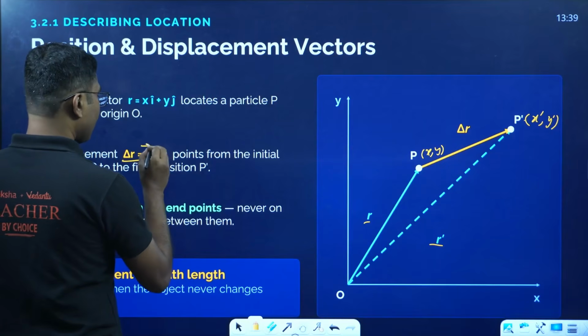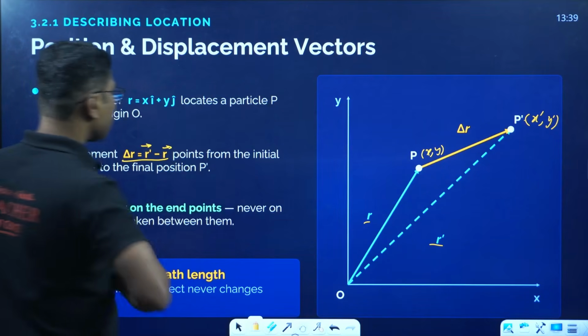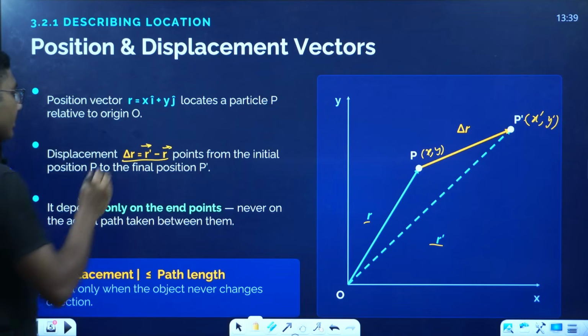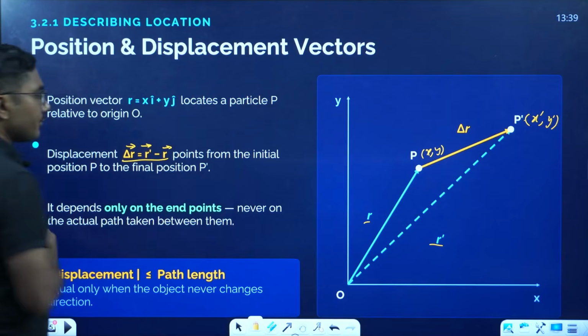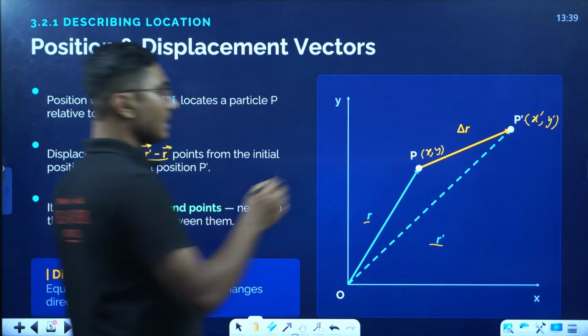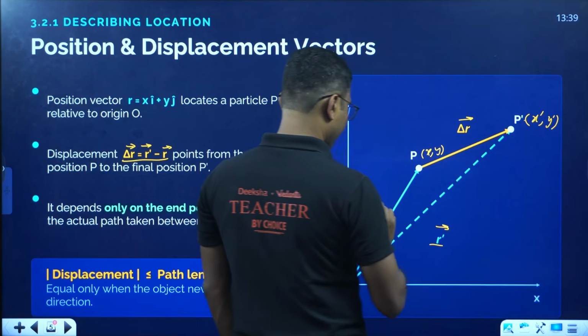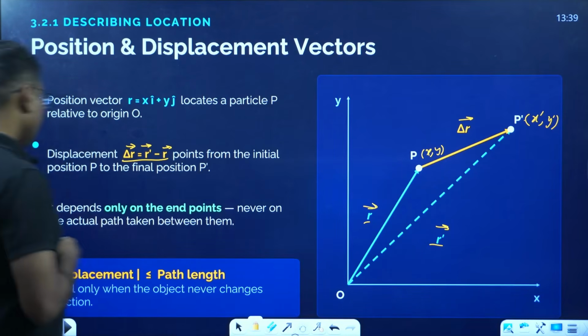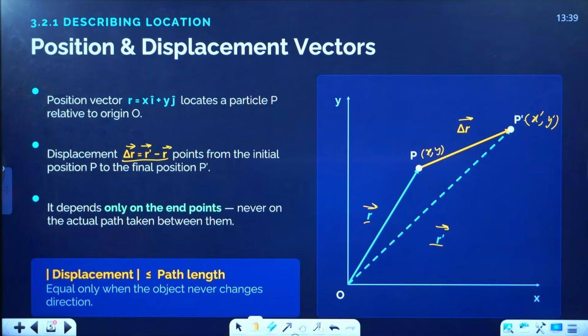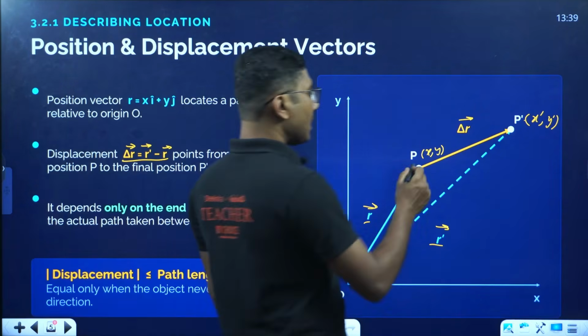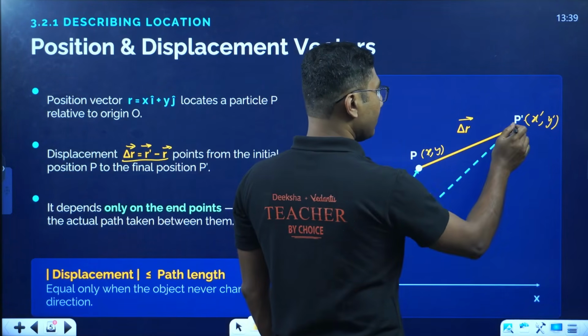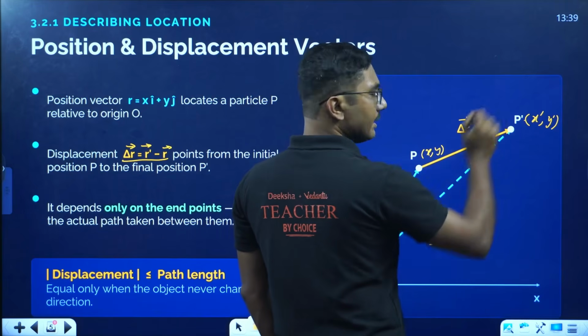It's a vector, so just to double check, I am adding the vector sign as well. So displacement is a vector quantity. So this delta R is a vector quantity. All of them are actually vector quantities. It depends only on the end points, never on the actual path taken between them. So displacement depends on the starting point and ending point. How you go there is independent.